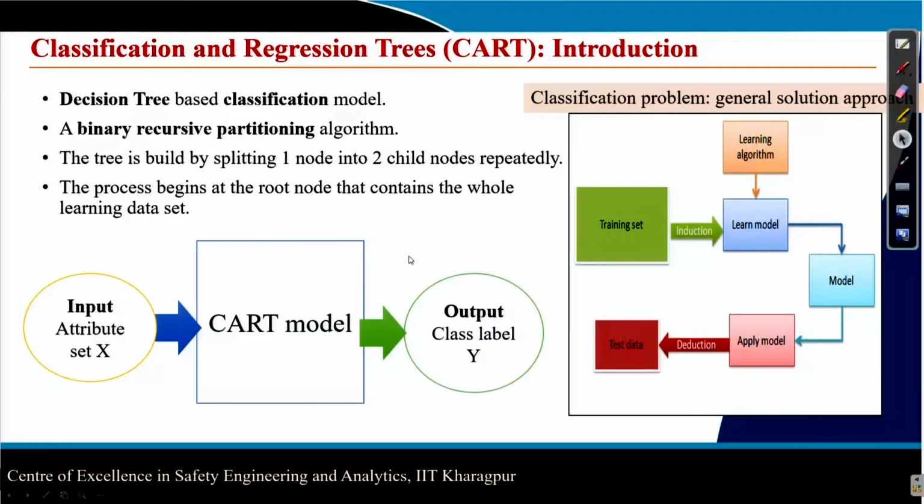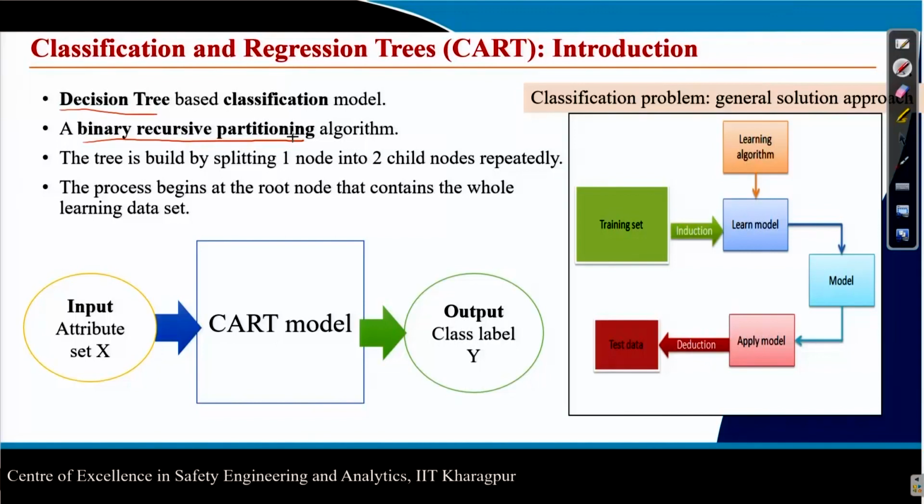So, CART is a decision tree based classification model. It uses a binary recursive partitioning algorithm. We will discuss all those things one after another. One is that it is a decision tree model, and second is that its algorithm is the binary recursive partitioning algorithm.